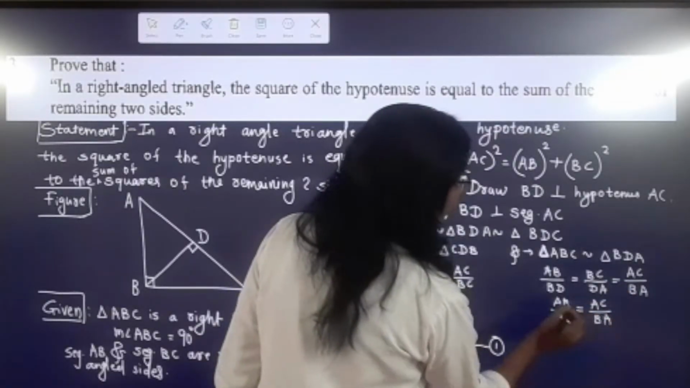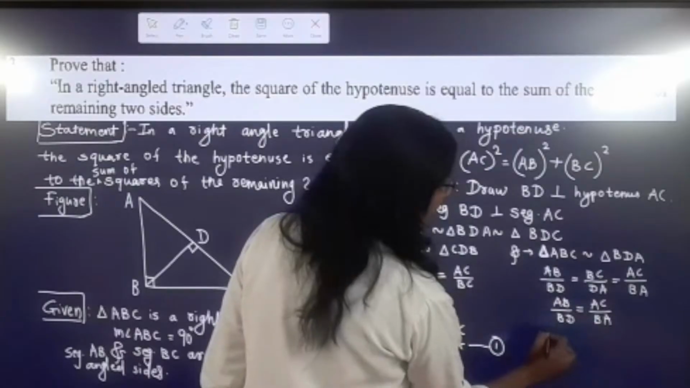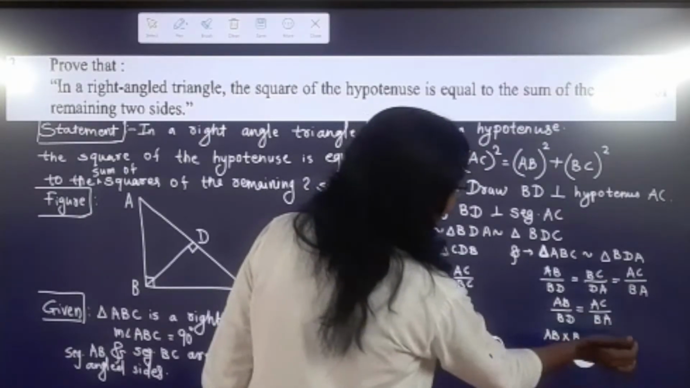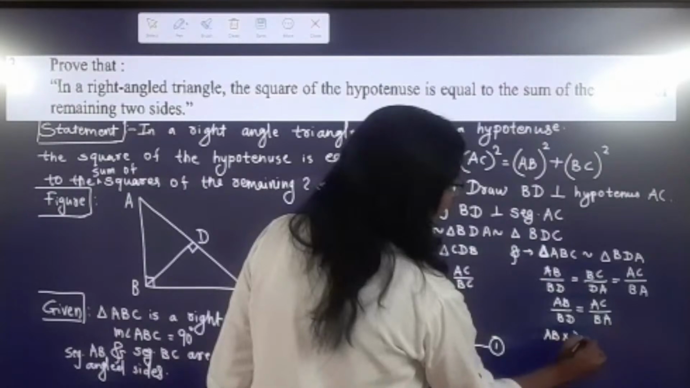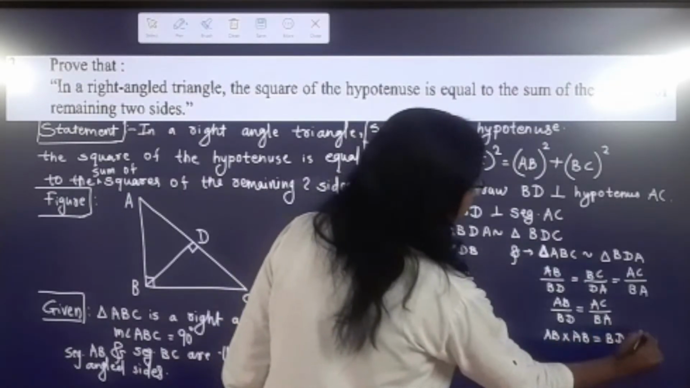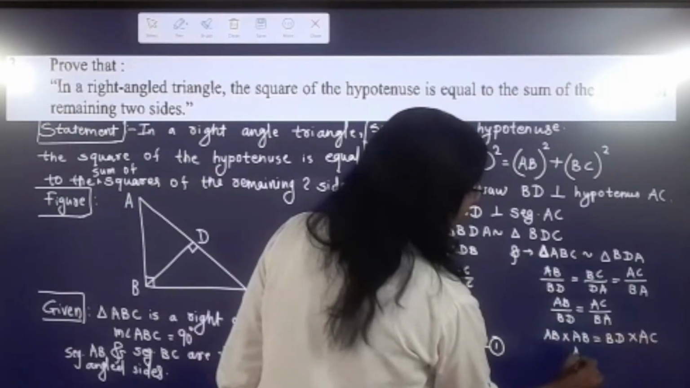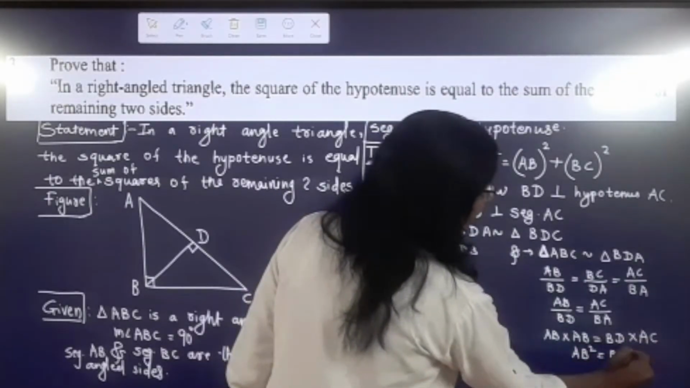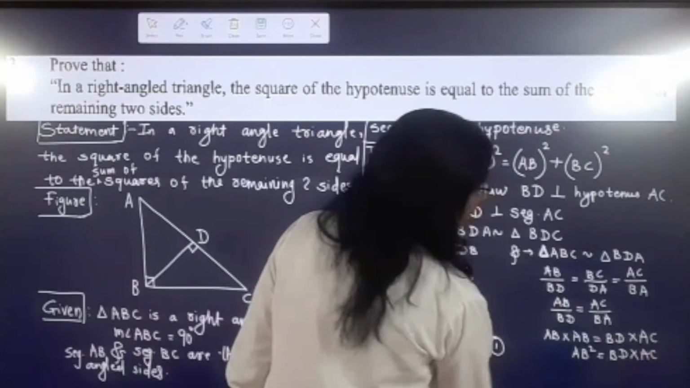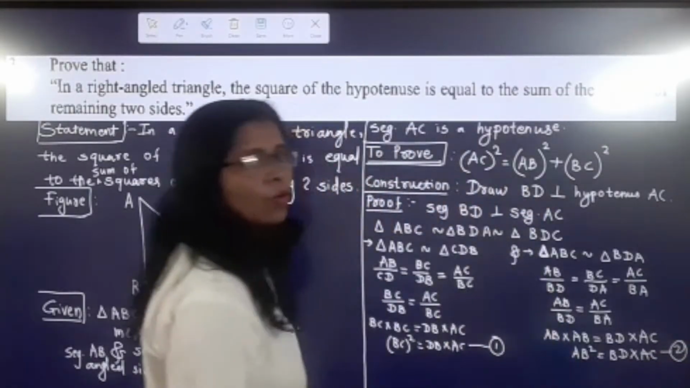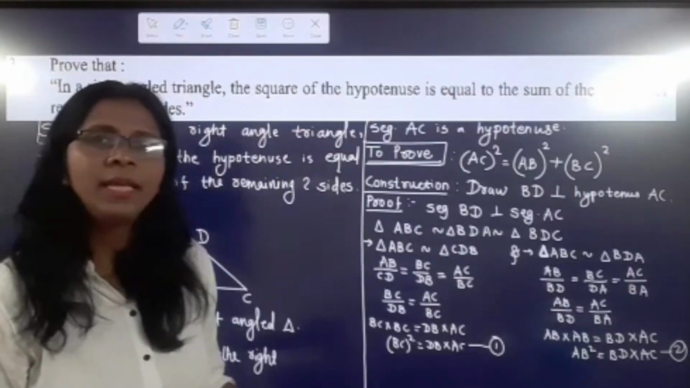Why do we take this? Because of the cross multiply, we get the square of the sides. Okay, so BA, I write down BA as AB. So AB multiply AB equal to BD multiply AC. Okay students, so here AB square is equal to BD multiply AC. So now call it the second equation.